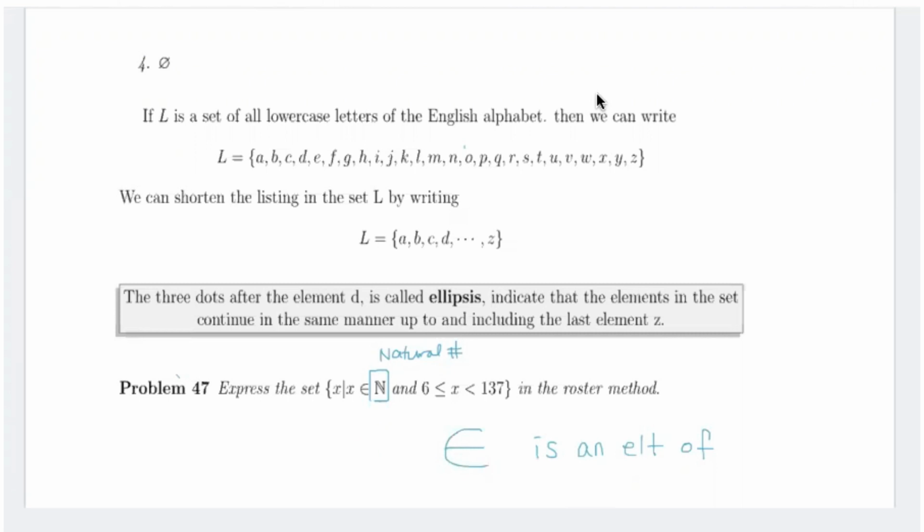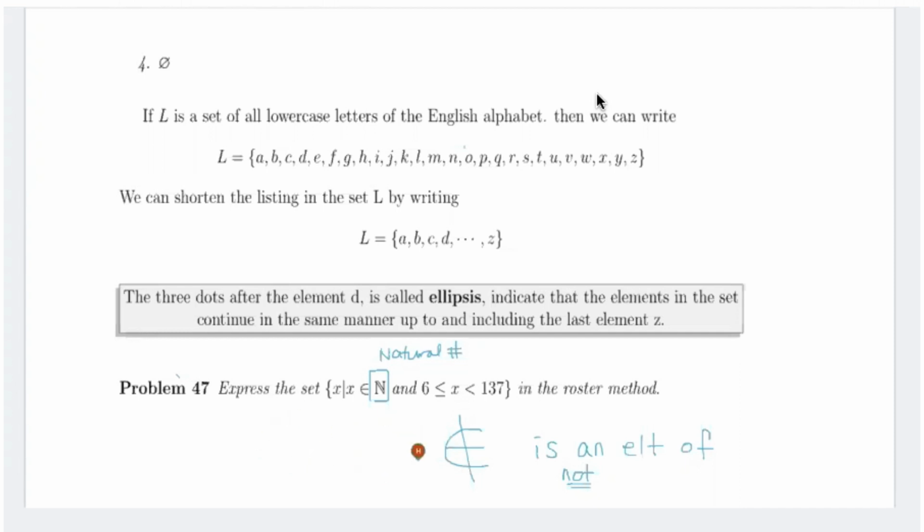What if it's not an element? Put a backslash. In math, anything with a backslash means not. Equal, not equal. Less than, not less than. So anytime you have the backslash, it means not. So element of, not an element of. Get it? All right, go back to problem 47.